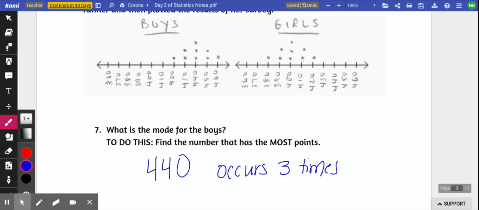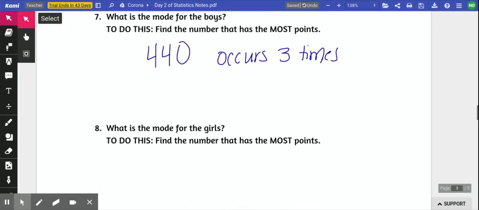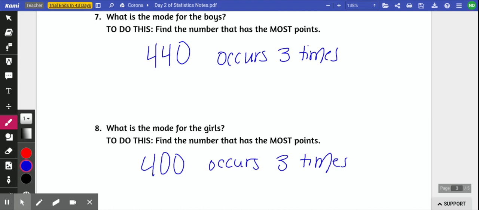Now I want to look at the mode for the girls. So now I'm looking at the girls' dot plot. And again, the most dots that I see on top of a number, there are 3 dots. Those 3 dots are located on top of the 400, which tells me that 400 occurs the most. So my mode for the girls is going to be 400 because, again, that occurs 3 times.